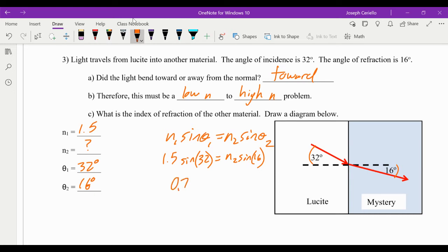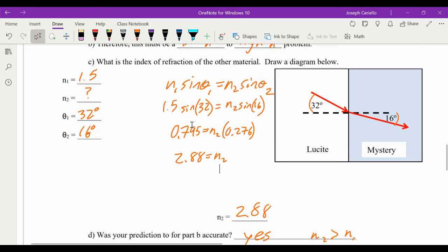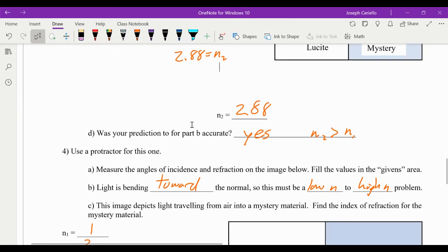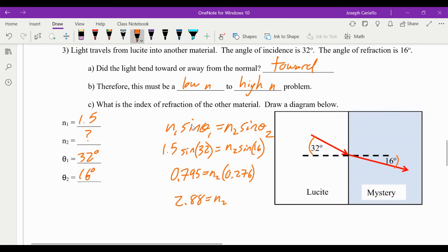We have 0.795 equals n2 times the sine of 16 degrees, which is 0.276. Divide both sides by 0.276. We should get about 2.88 equals n2. So we were right, n2 is greater than n1. Our prediction was right because we're going from low, lucite, to higher than 1.5.